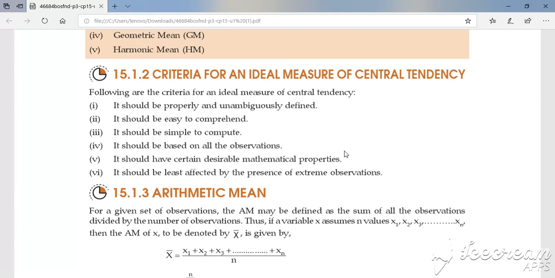Alright. The second one is grouped data. In this grouped data we have two types: one is individual observations with class frequencies, and another is class intervals with class frequencies. For example, suppose I have my observations as x1, x2, x3 up to xn, and the corresponding frequencies are f1, f2, f3 up to fn. This is called grouped data, where for individual observations we have frequencies.